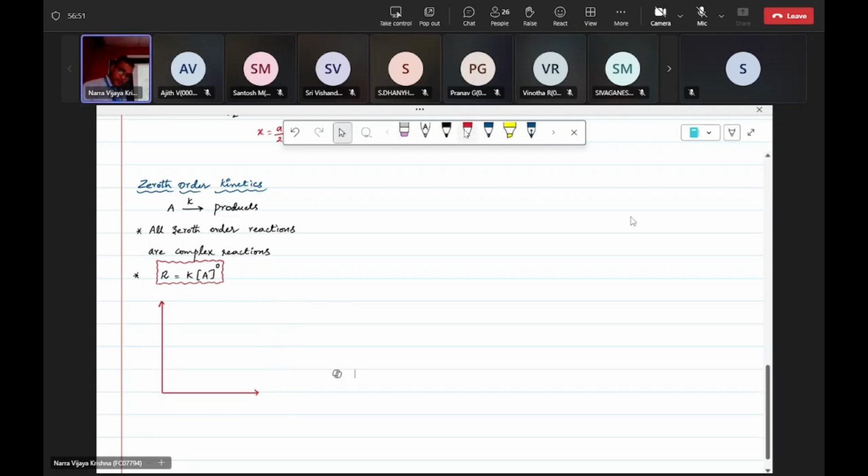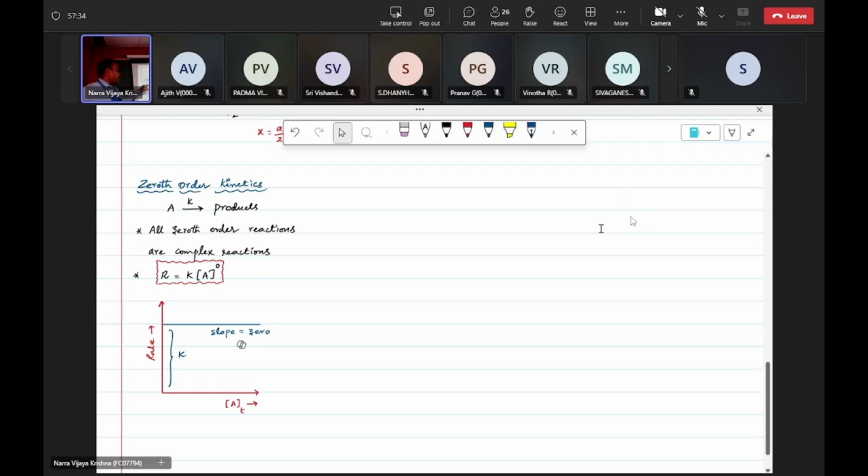So I am plotting graph between rate versus concentration of reactant at time t. How is the graph? And what is intercept? K. Slope 0. Correct, sir? Any questions? Right?